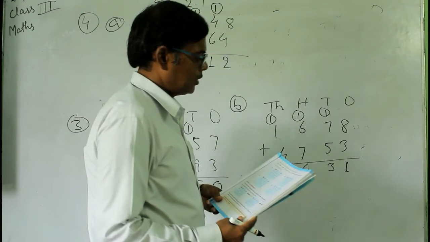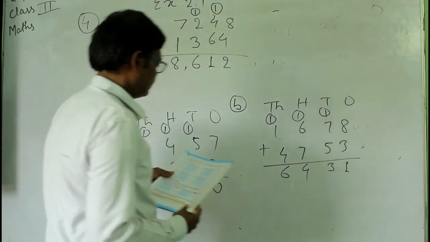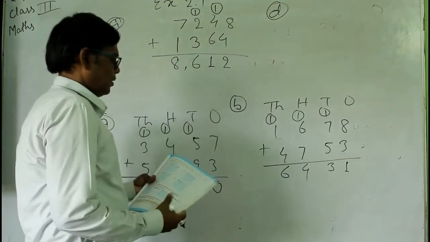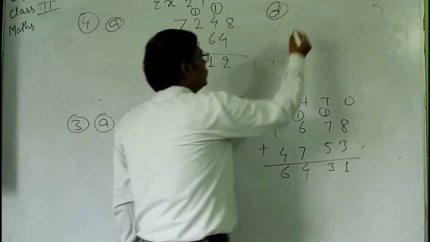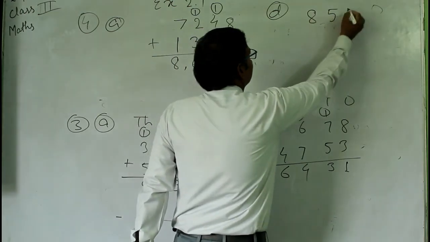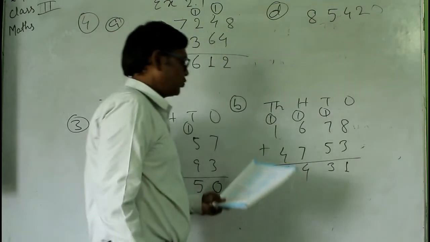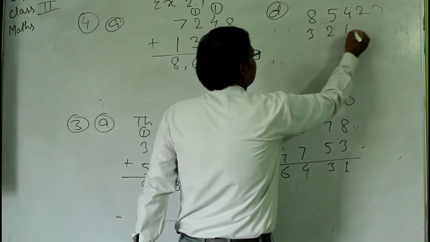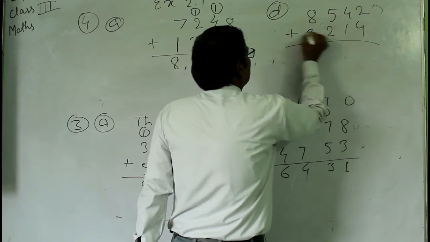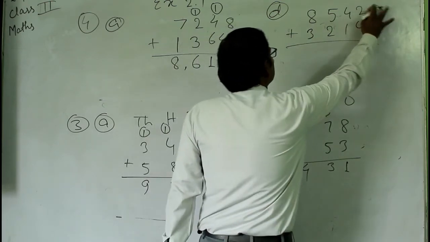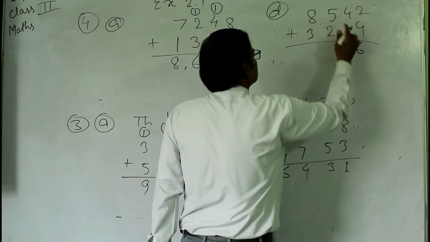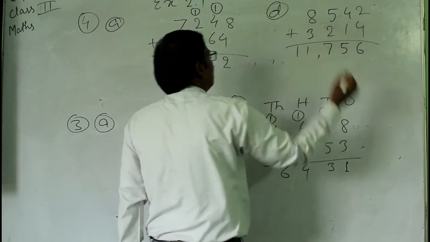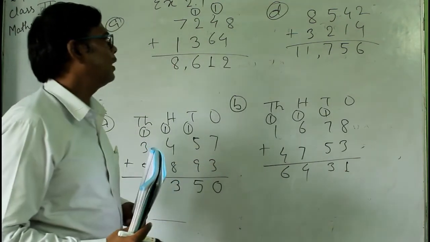Now question number D. Okay, I will do D. 8,542 and 3,214. So add this number. 4 plus 2 will be 6. 4 plus 1 is 5. 5 plus 2 is 7. 8 plus 3 is 11. So the answer is 11,756.